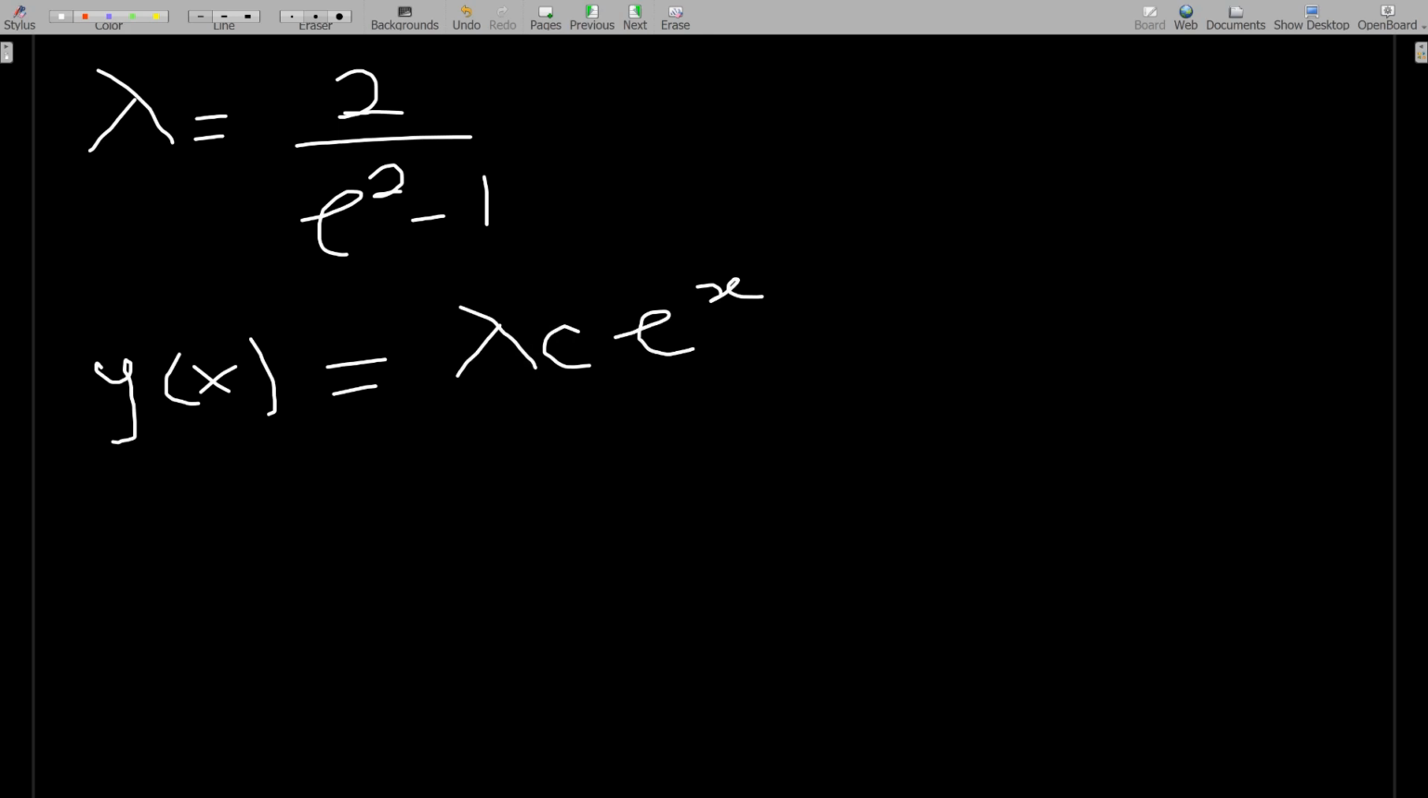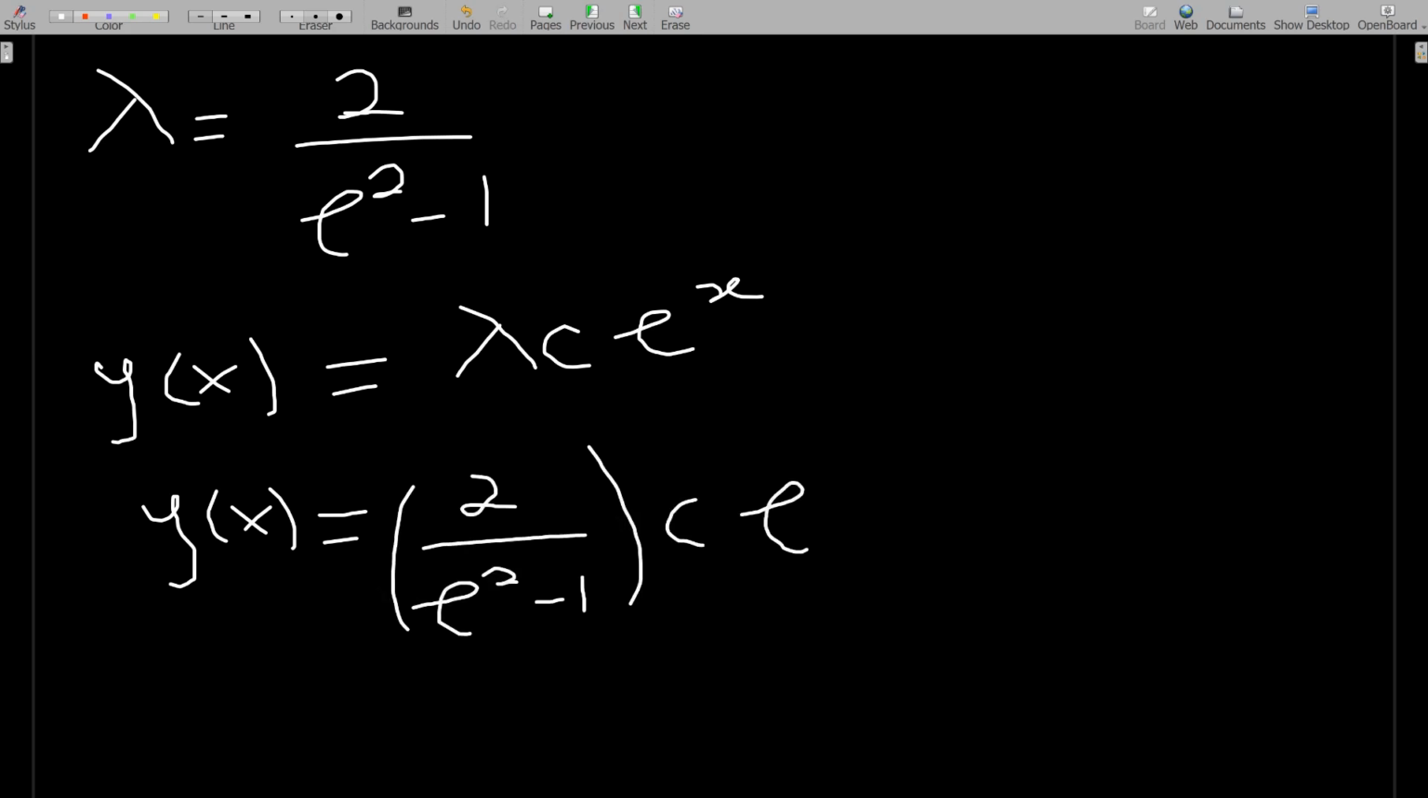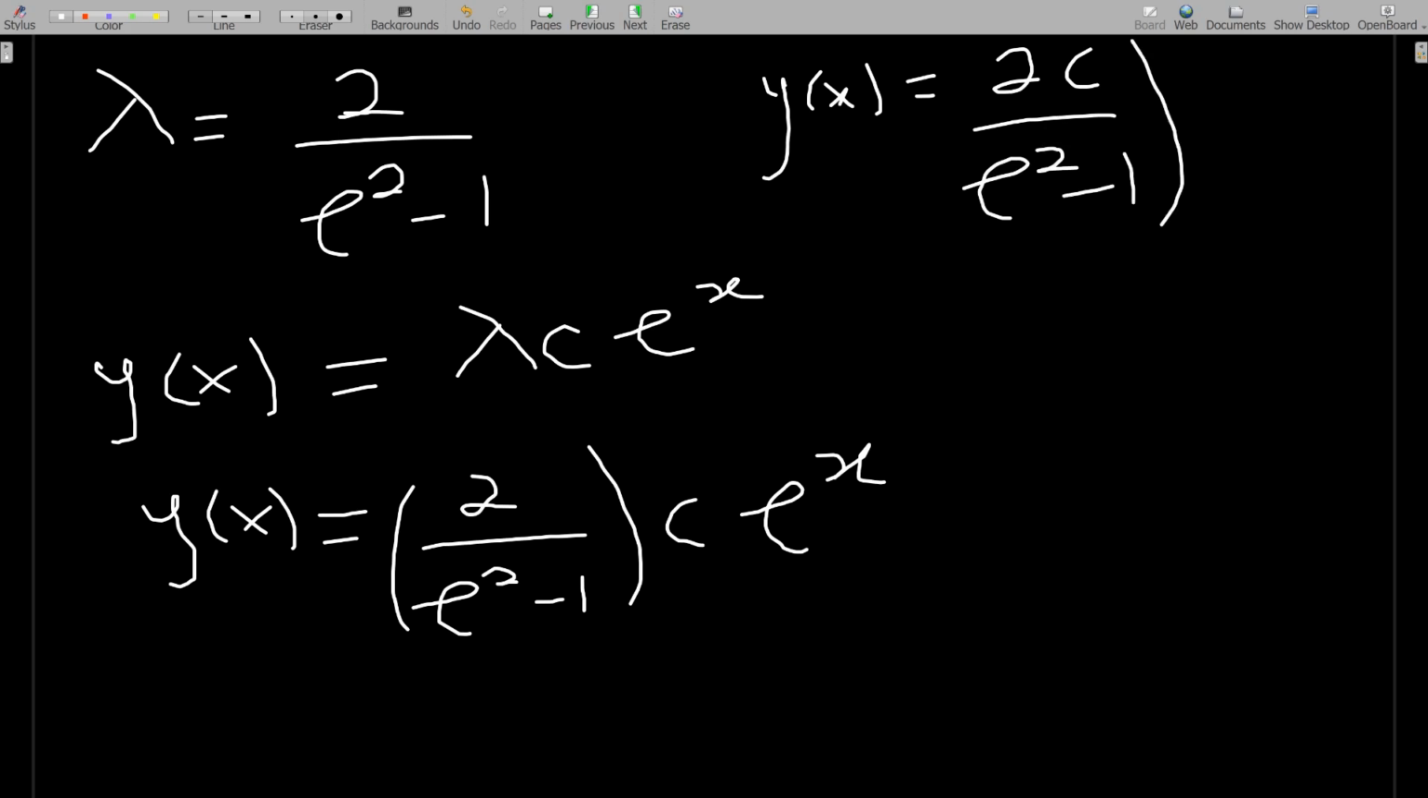So if I put my lambda in here, I have y of x being equal to 2 over e squared minus 1, then c e to the x. Here c can be varying, so we just leave it like that. If you write it properly, you get y of x equal to 2c over e squared minus 1, all times e to the x. Now this is what students get confused about.